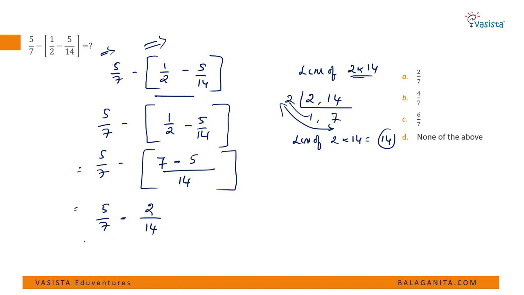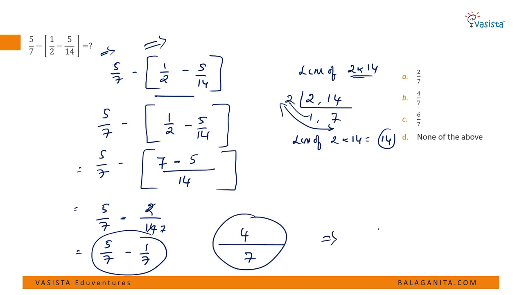Further simplification is possible here. 5 by 7 minus, so 2 1s are 2, 2 7s are 14. This becomes 1 by 7. Now as the denominator is the same, directly you can subtract or add. Here we need to subtract. 5 minus 1 is going to be 4.